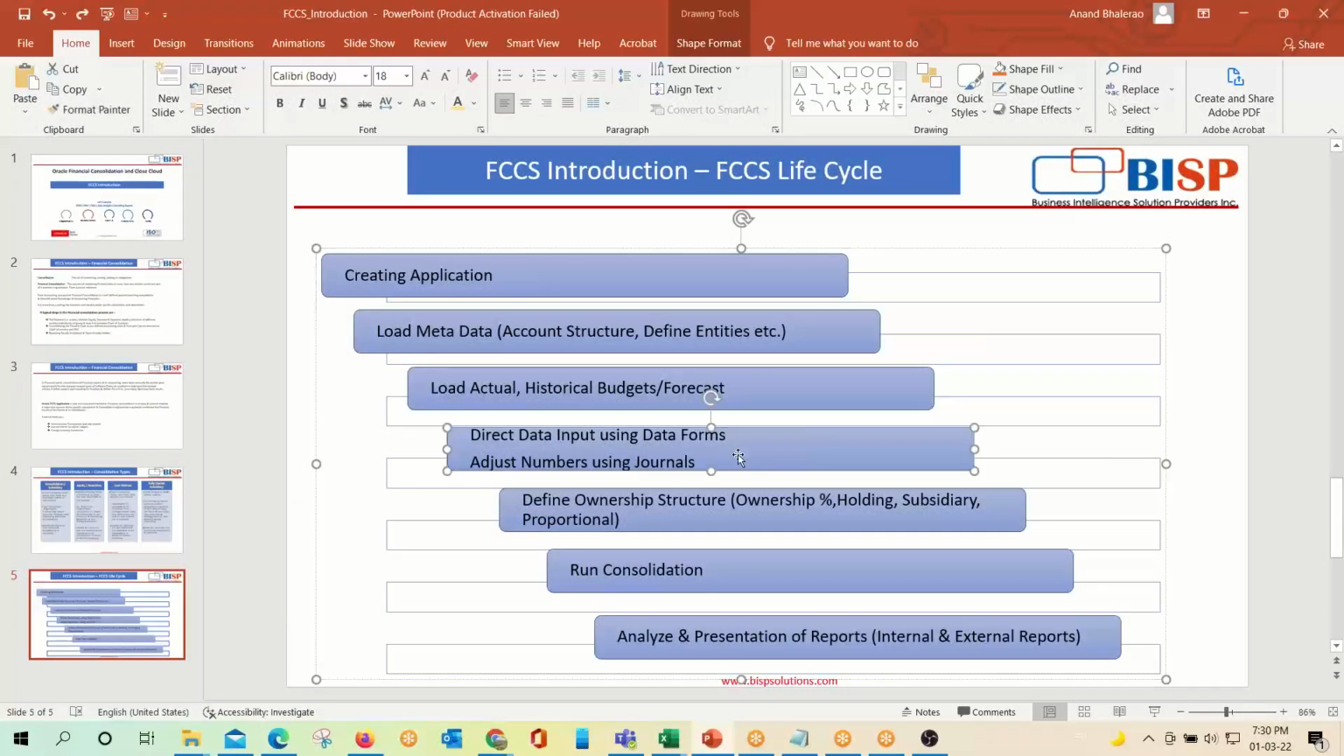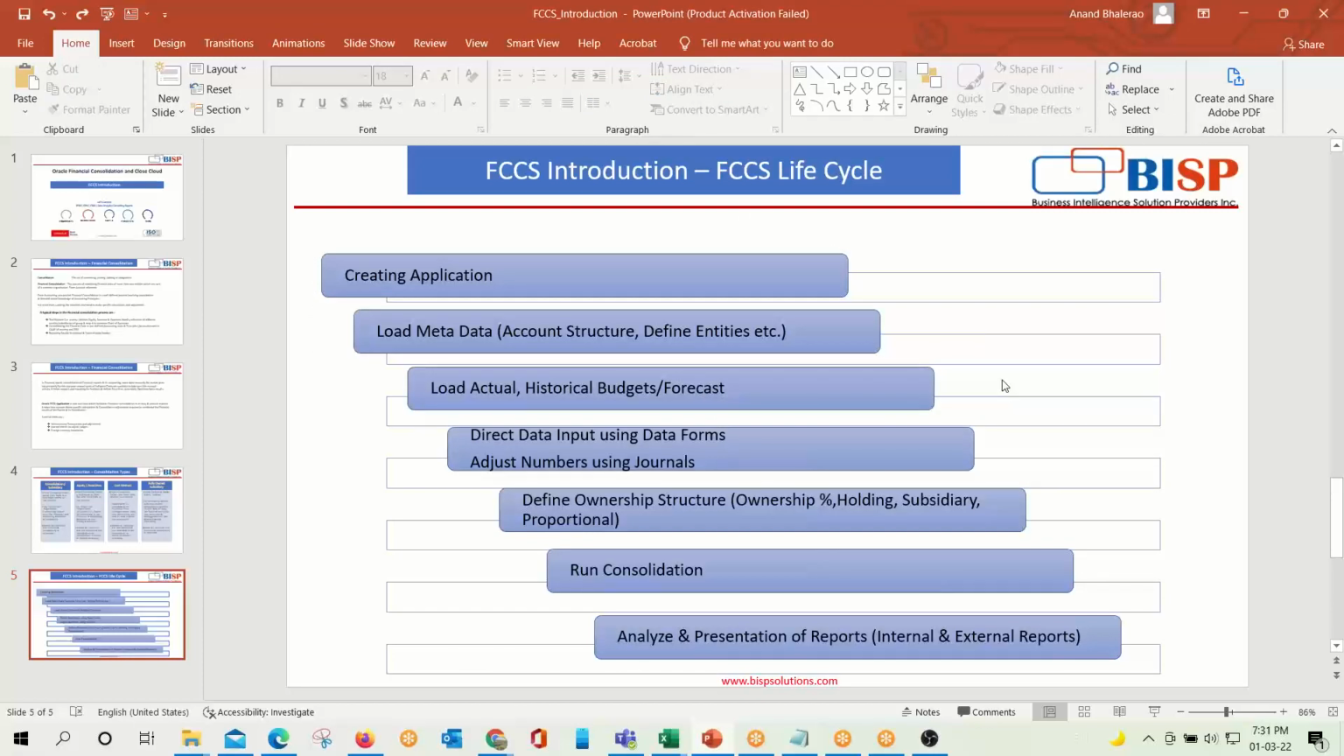The third step is that we can input and direct input, as we have loaded, through different tools available in the application. And after the load of actual and historical data, if there are some entries which need to be additionally defined or given, we can do that also through data forms, and we can always adjust these numbers through passing journal entries.